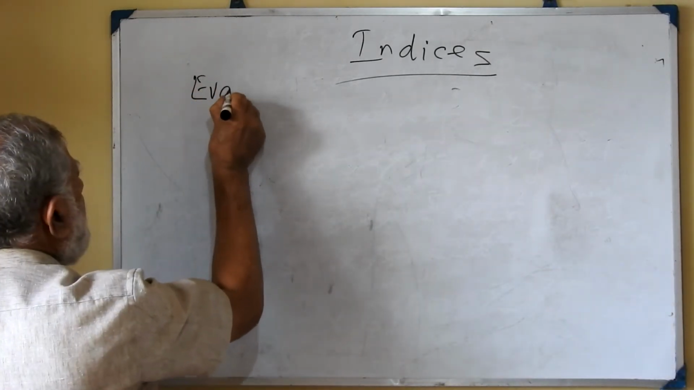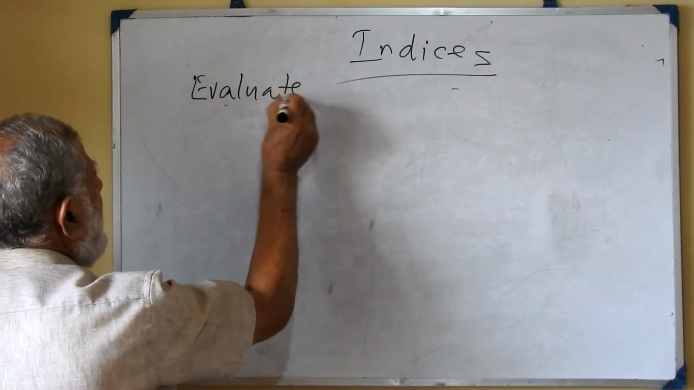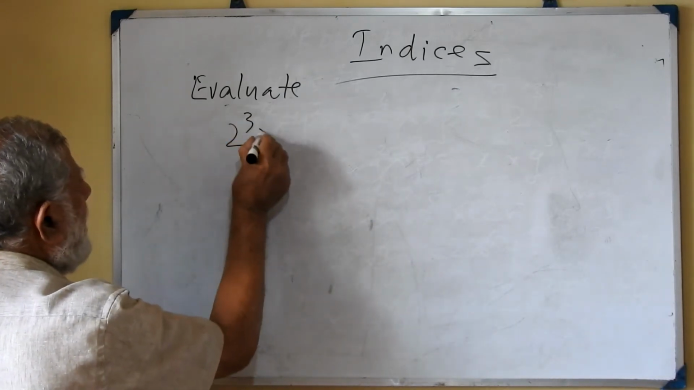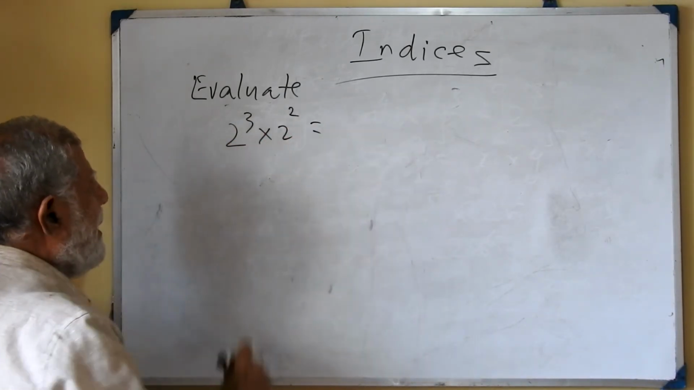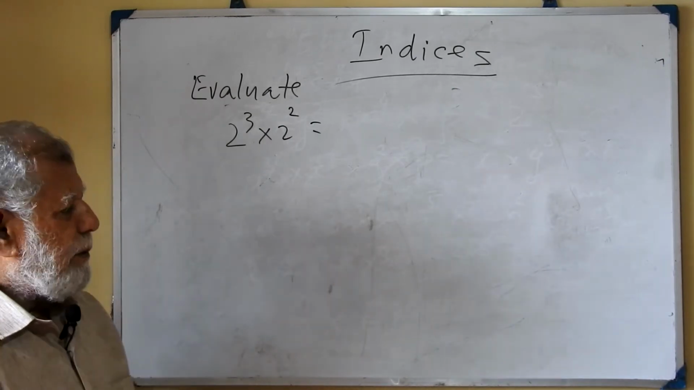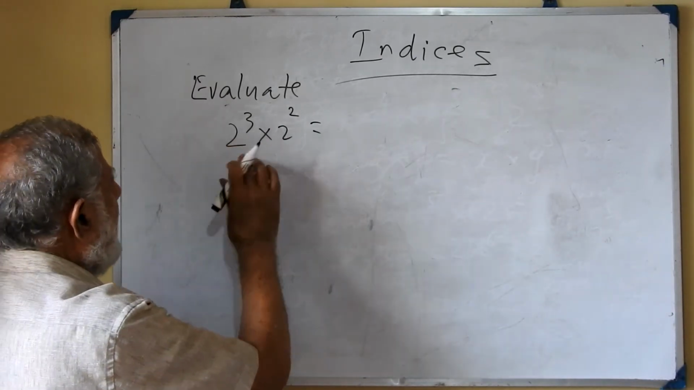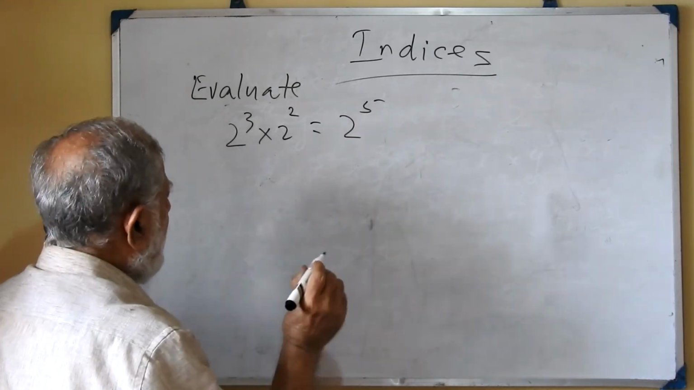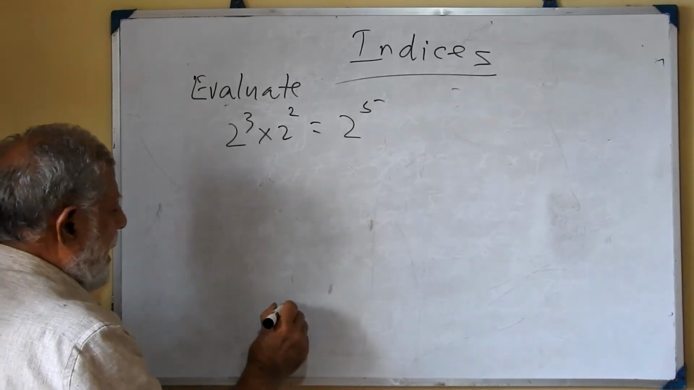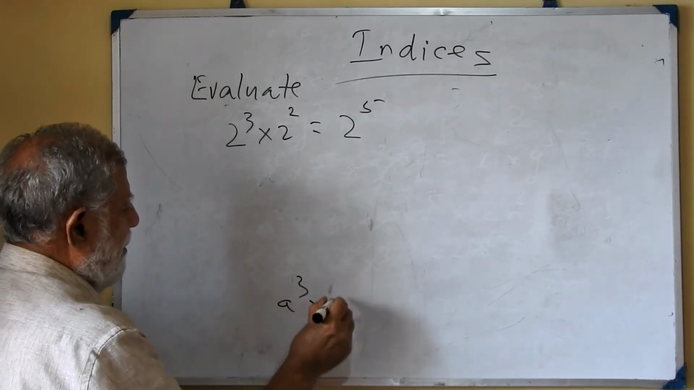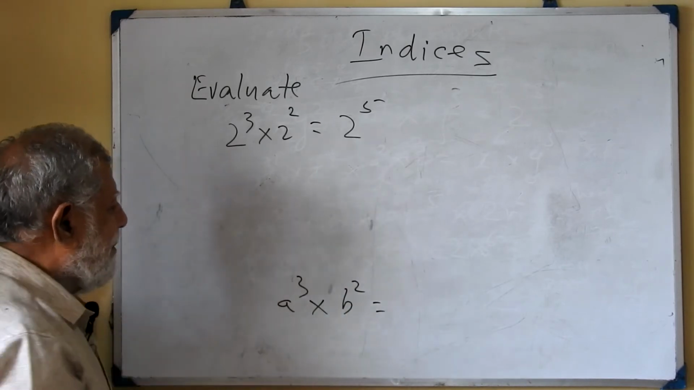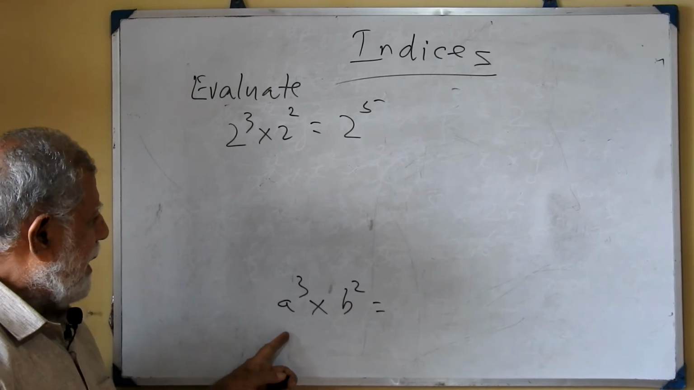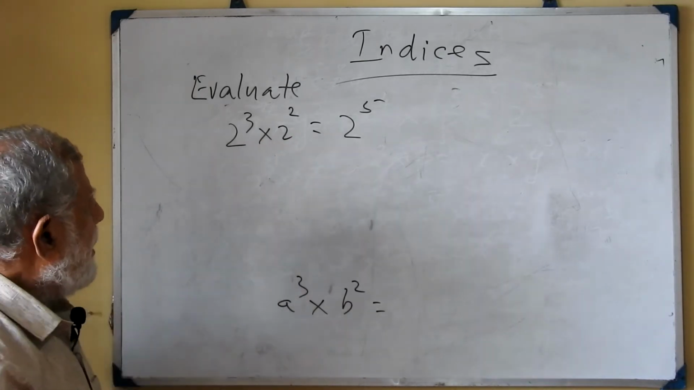Evaluate, find the value. Look at this. 2 to the power of 3 into 2 to the power of 2. We have to find the value. Now we know that through the indices rule, when we multiply, we have to add the powers. That is 2 to the power of 5. But you have to be very careful that it must be a like term. You can't multiply a to the power of 3 and b to the power of 2, because a and b are two unlike terms. So only if they are like terms, you can add. So 2 to the power of 5.